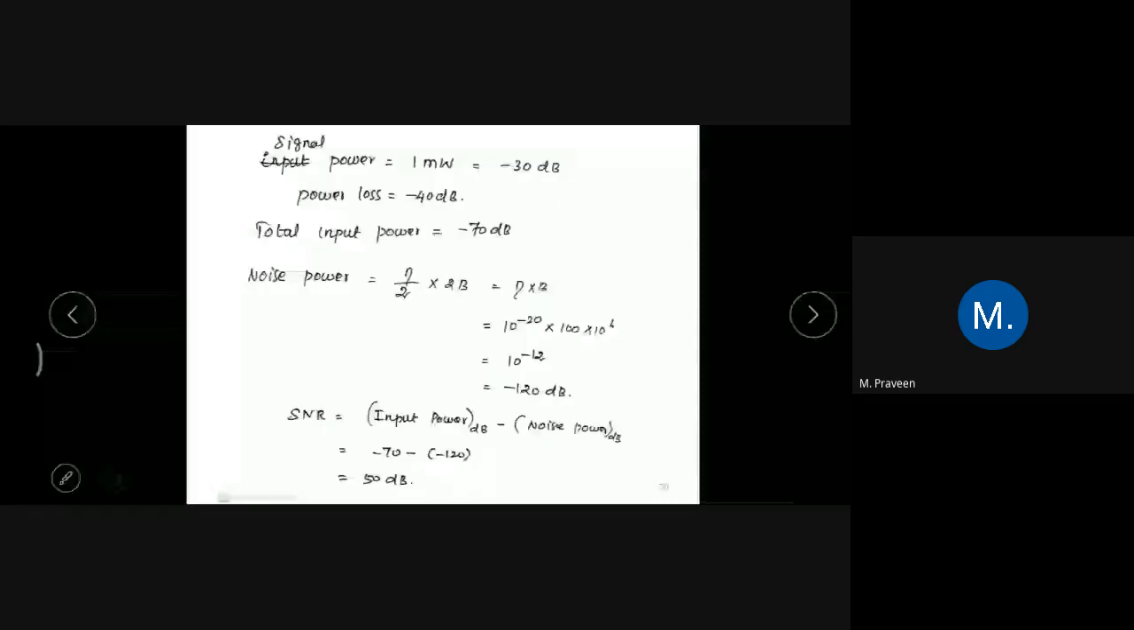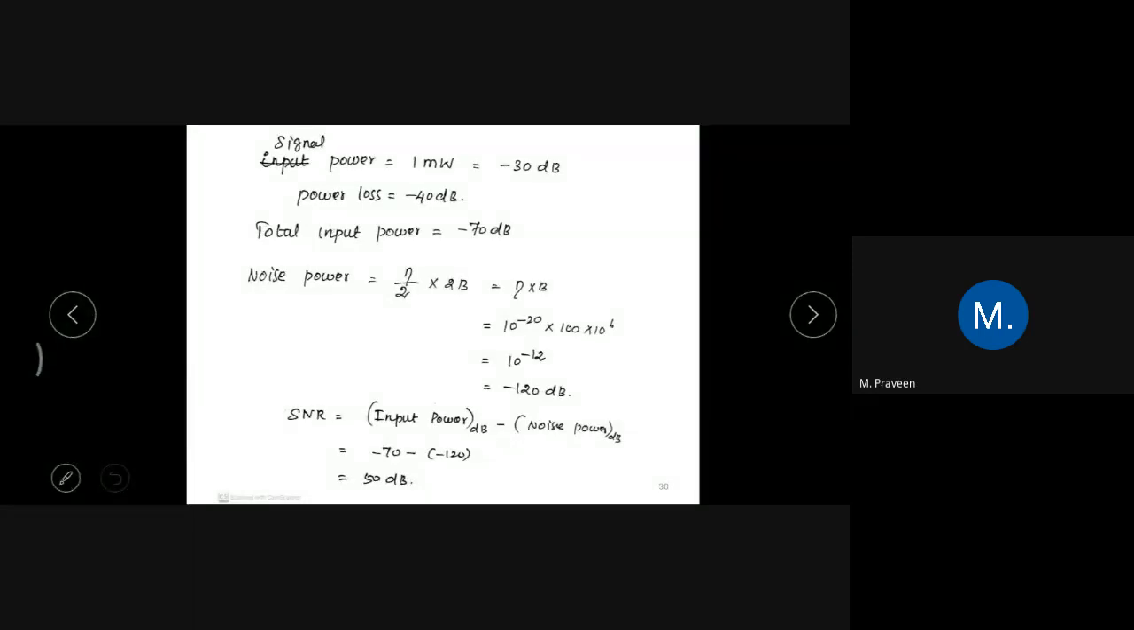I think we all know how to convert. That is 10 log of 1 milliwatt, which is 10 log of 10 to the power of minus 3. You can bring that minus 3 to the front. So minus 3 into 10 is minus 30, since log 10 is 1. So the input power is minus 30 dB and the loss is minus 40 dB. So the total signal input power is minus 70 dB.